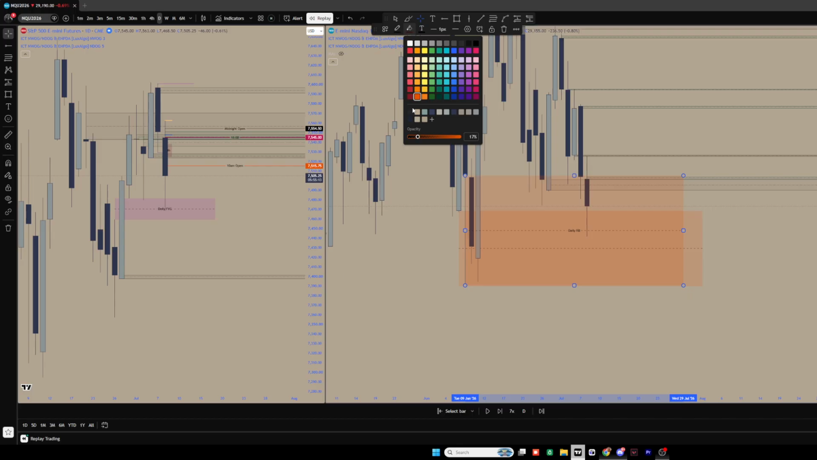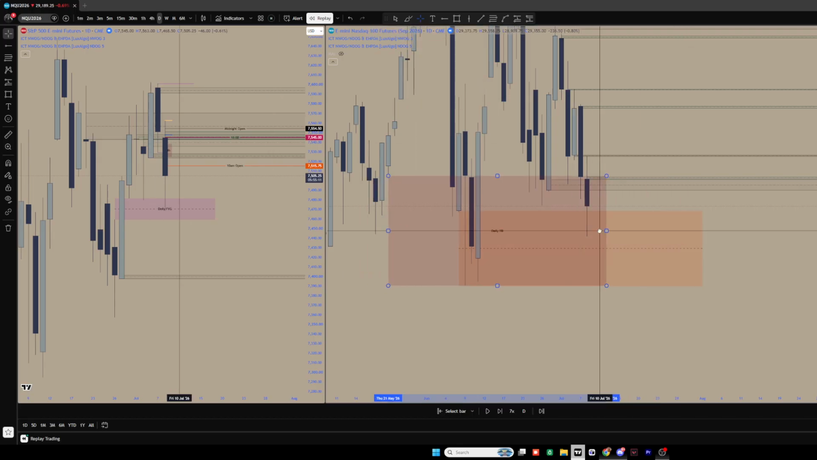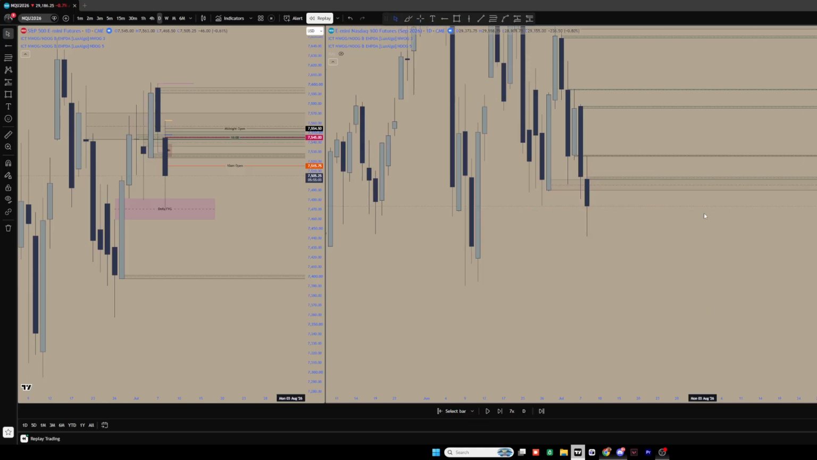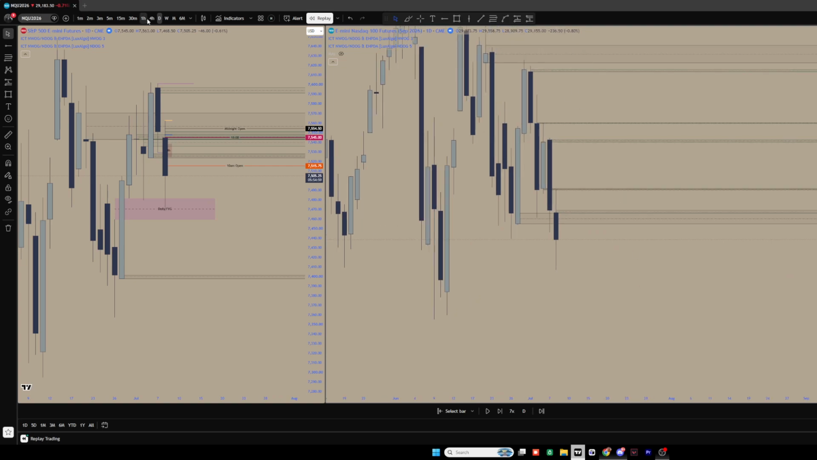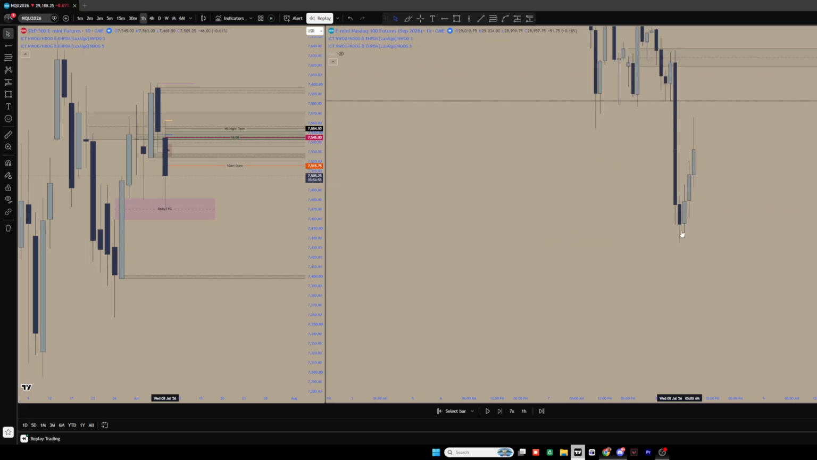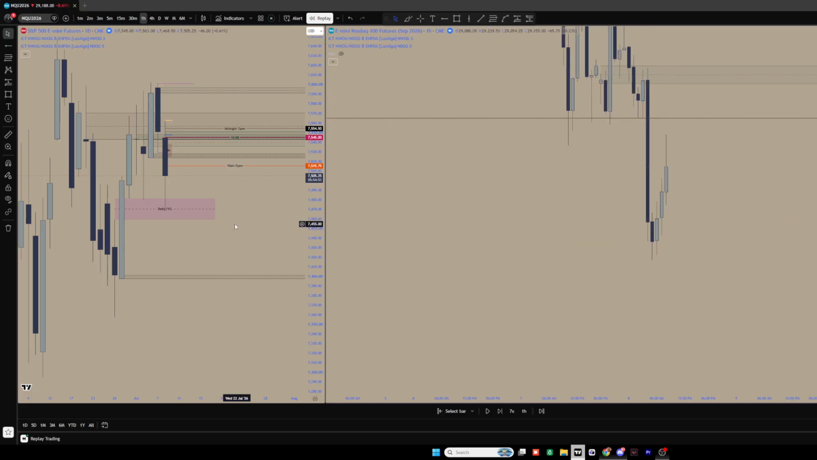Alright, so we tapped the CE of this daily rejection block. And then we also tapped the beginning of this weekly rejection block. So that was my high time frame PD array to look for upside. And we also were starting to get a reaction off of that level.